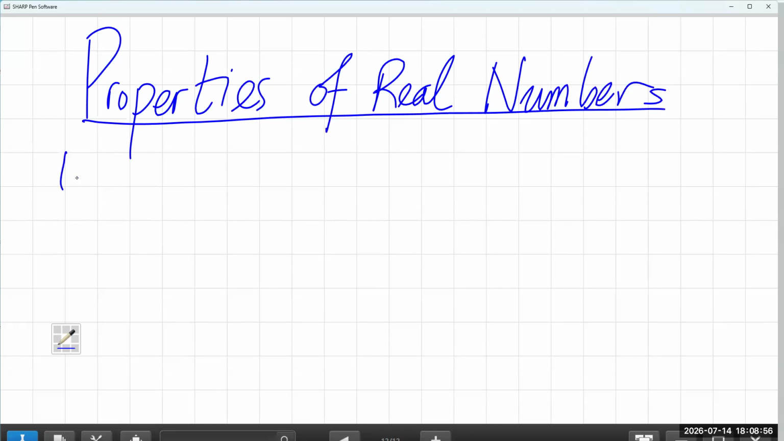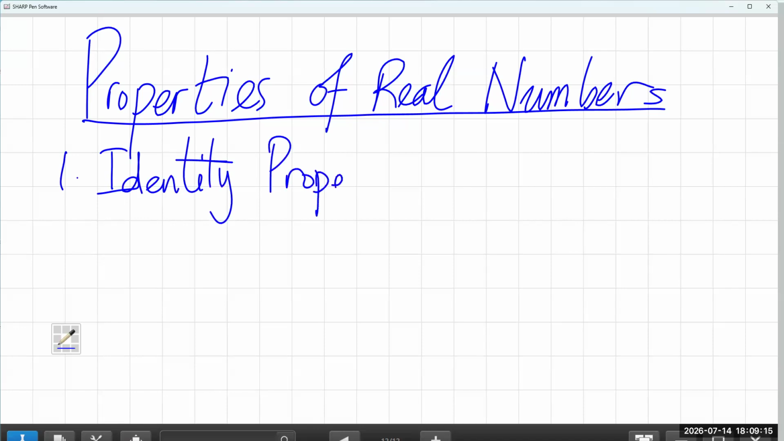Number one, so when we talk about the properties of something, it's the way that thing behaves. And so what are some of the properties of real numbers? Well, the very first one that we're going to use is called the identity property. Let's start with the identity property of multiplication.